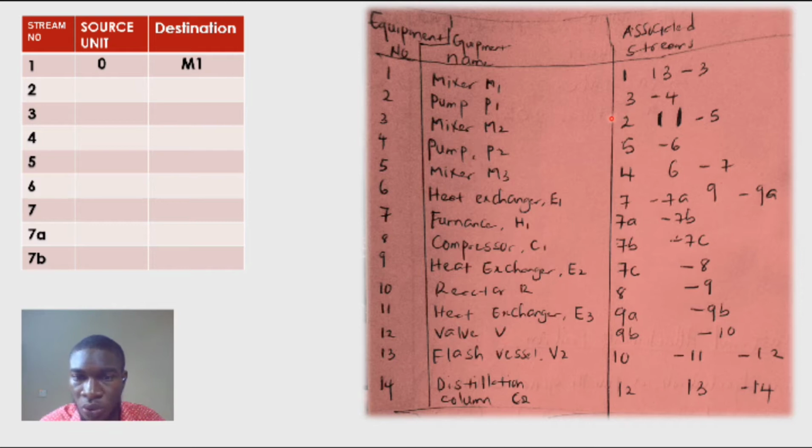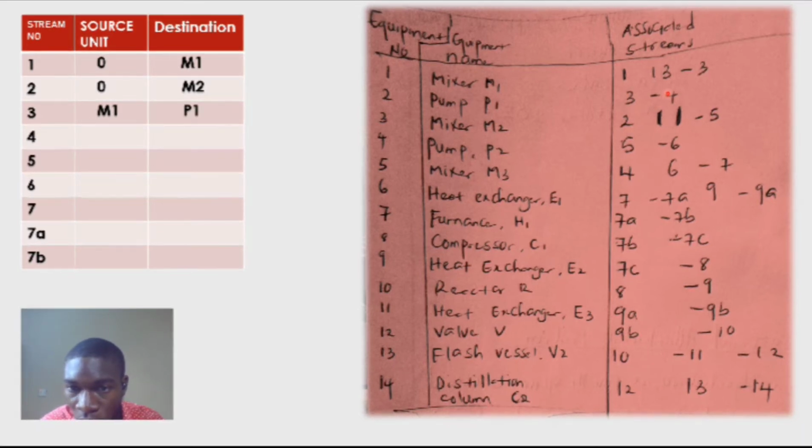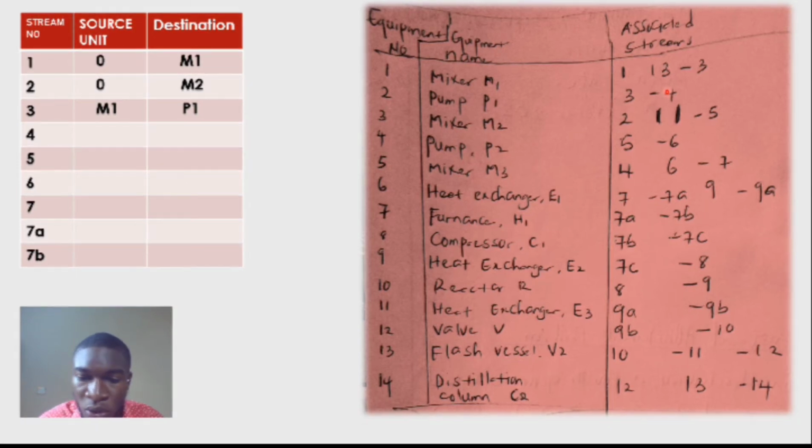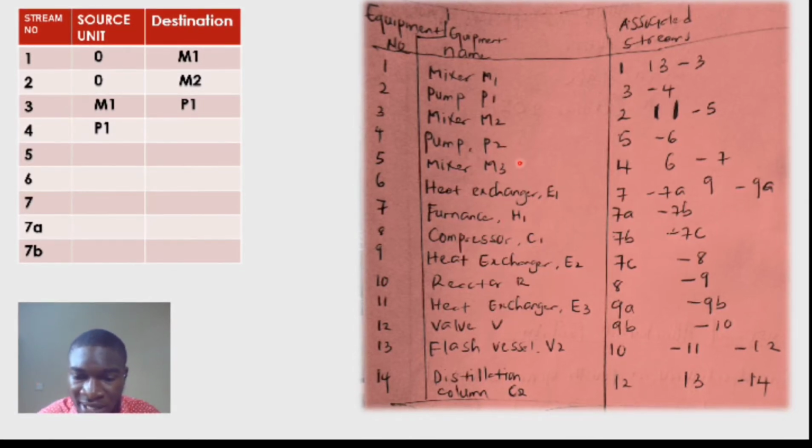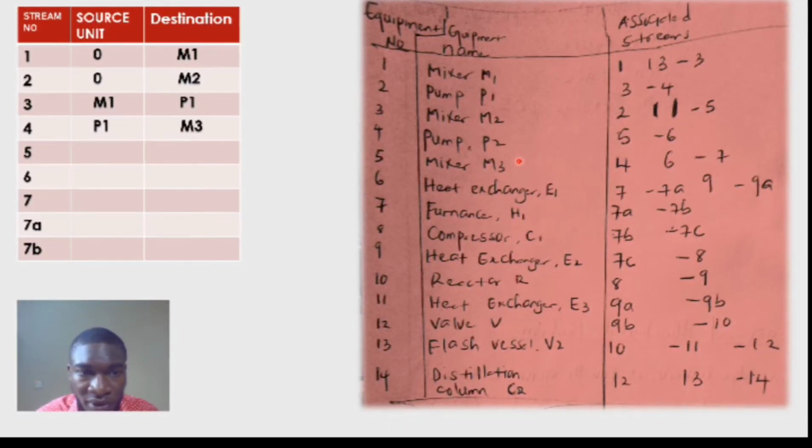Let's check stream number 2. We have a positive value here, which tells me the destination is M2. Do we have a negative 2? All through, we don't have a negative 2. Hence the source is 0 and the destination is M2, that's the mixer. Stream number 3, you have minus 3 coming from M1, so that's the source unit mixer. The destination is pump P1, because you have positive 3. For stream number 4, you have negative 4, and that source unit is the pump P1. You have positive 4, and that is for mixer M3, mixer 3.